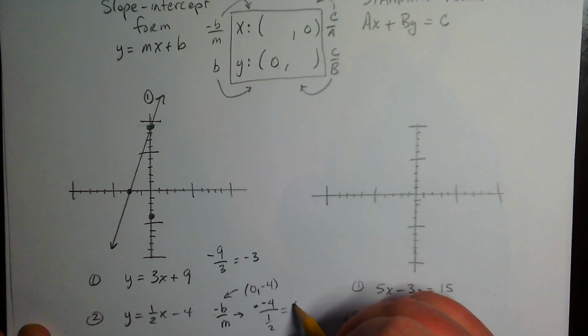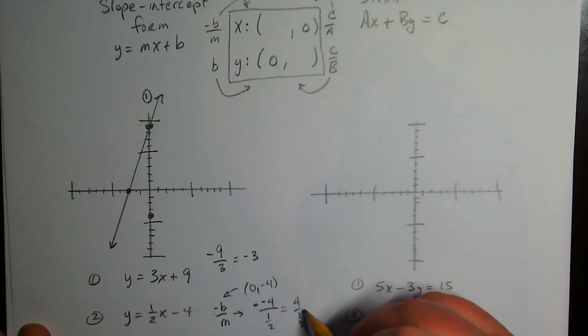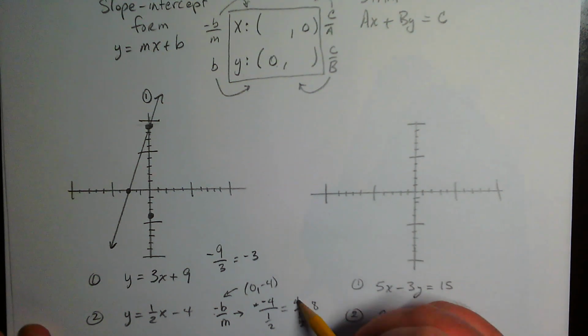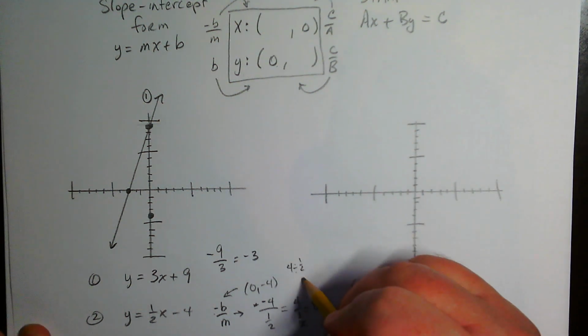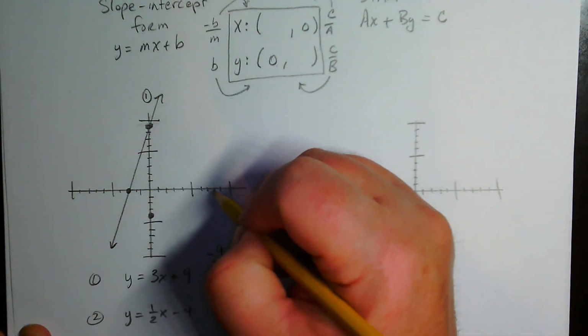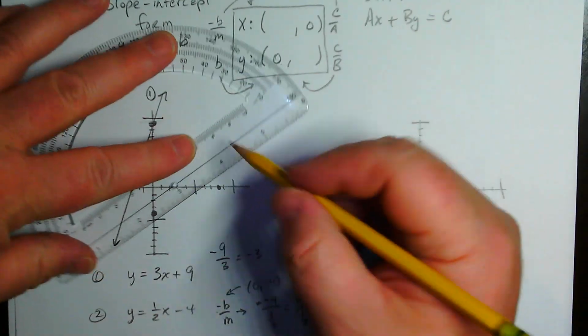So that might look really confusing. 4 divided by 1/2, right? But if you remember, you multiply by the reciprocal. So it's going to be 4 divided by 1/2. Well, that's 4 times 2. That's 8. So 8 is the x-intercept. That's right there. So there we go.